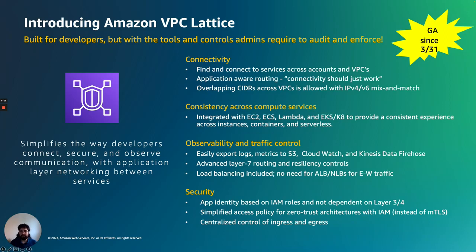It provides consistency across compute services as it integrates with EC2, ECS, Lambda, and EKS to provide a consistent experience across instances, containers, and serverless. It provides observability and traffic control. It is easy to export logs and metrics to S3, to CloudWatch, and to Kinesis. It provides advanced Layer 7 routing and resiliency controls. Load balancing is included, so you don't need ALBs or NLBs for east-west traffic.